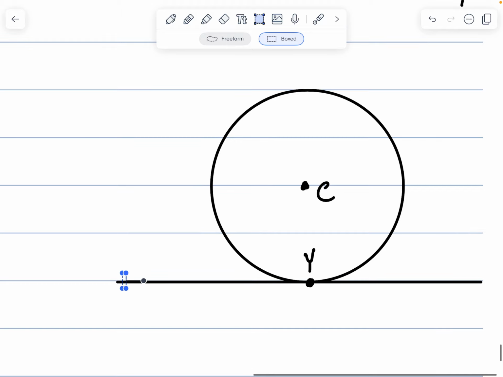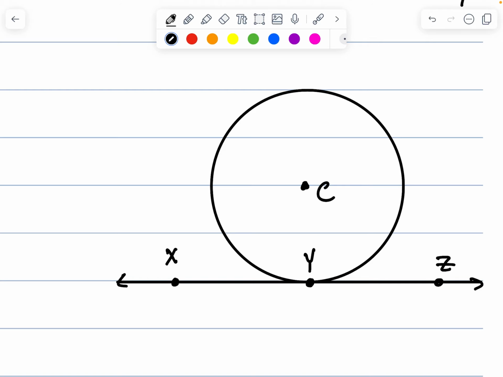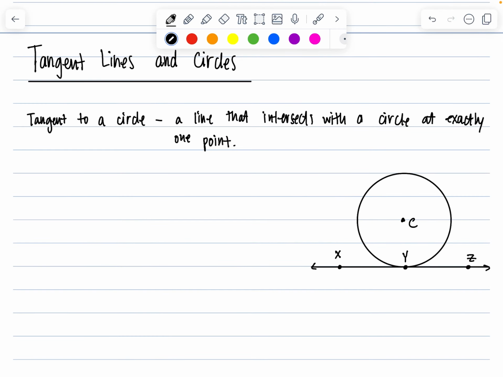Okay, so I'm going to draw some arrows here to make this a line. I'm going to draw some extra points here, and I'm going to call this X and call this Z. Let's put this underneath. Example: XZ is a tangent line to circle C.